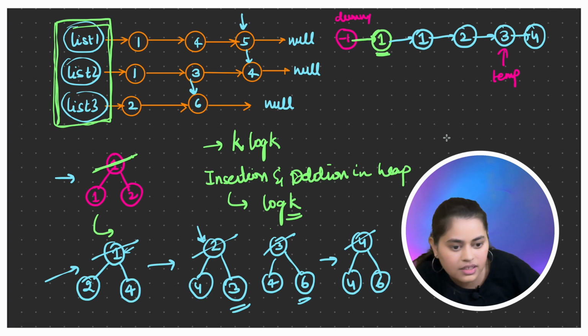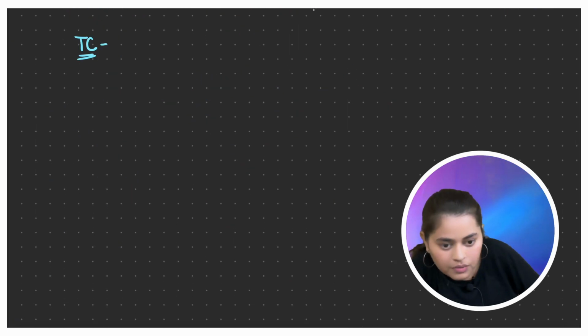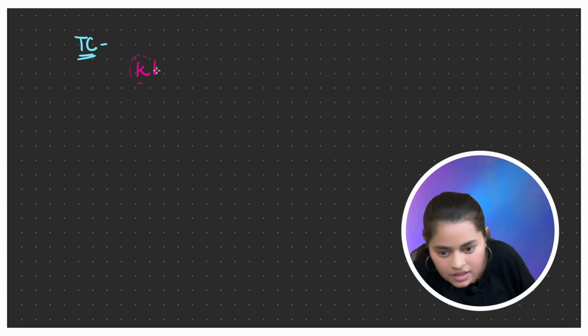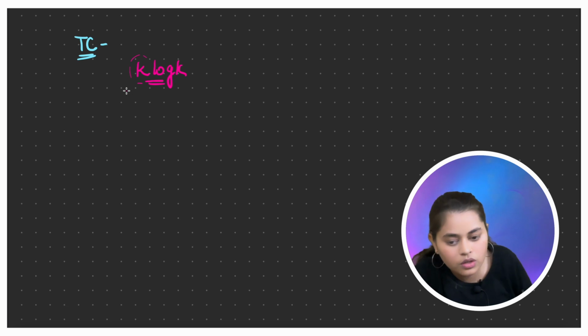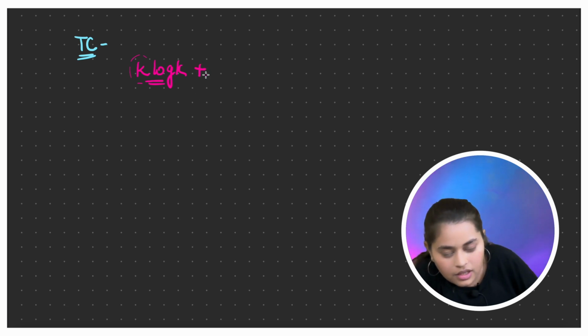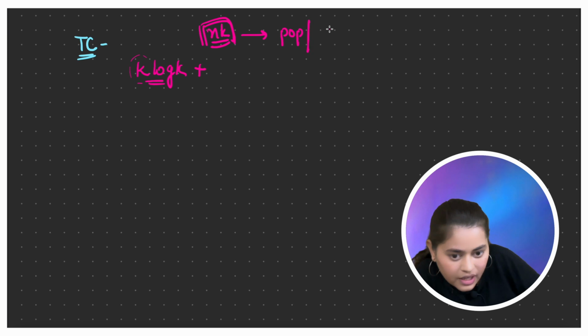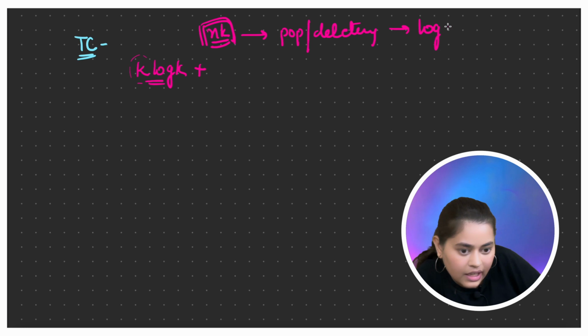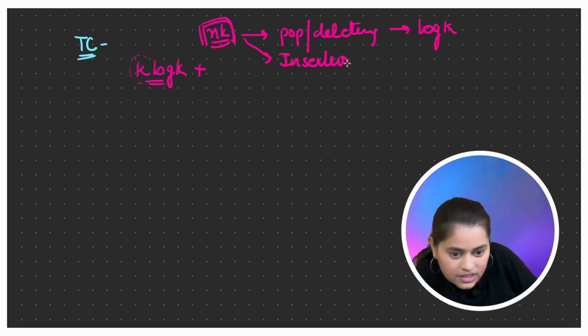So let's discuss the time complexity. First of all, we traverse the array having k elements. We created a min heap, right? So we took k log k time. Now for every nk element, we are popping or deleting the minimum element, right? Deleting a minimum element will take log k time, right? And again we are inserting its next element. So it will again take log k time.